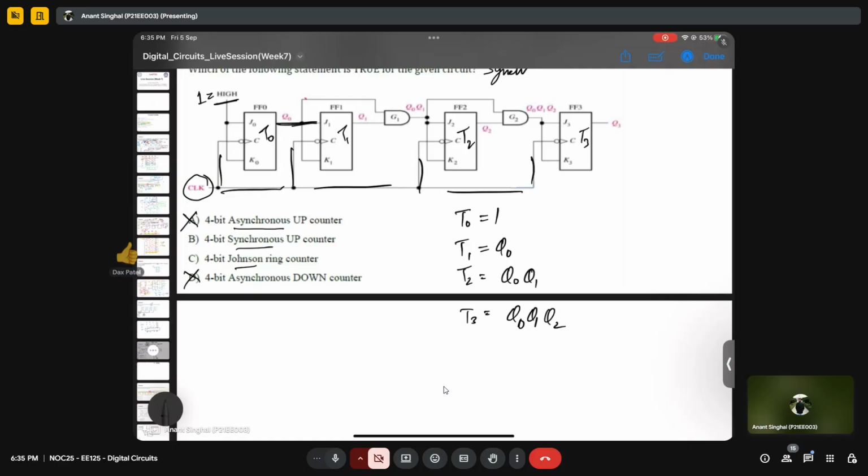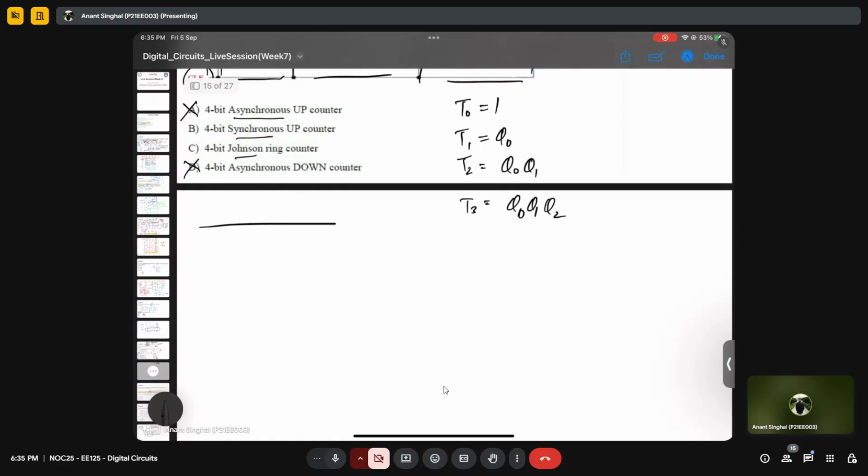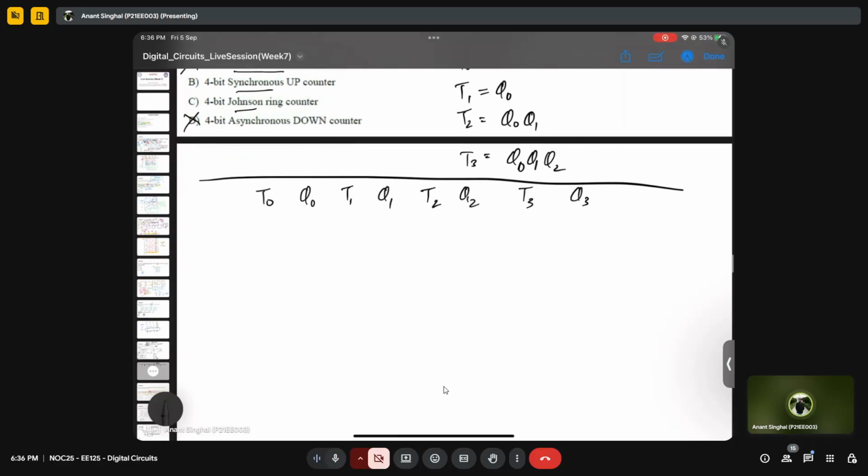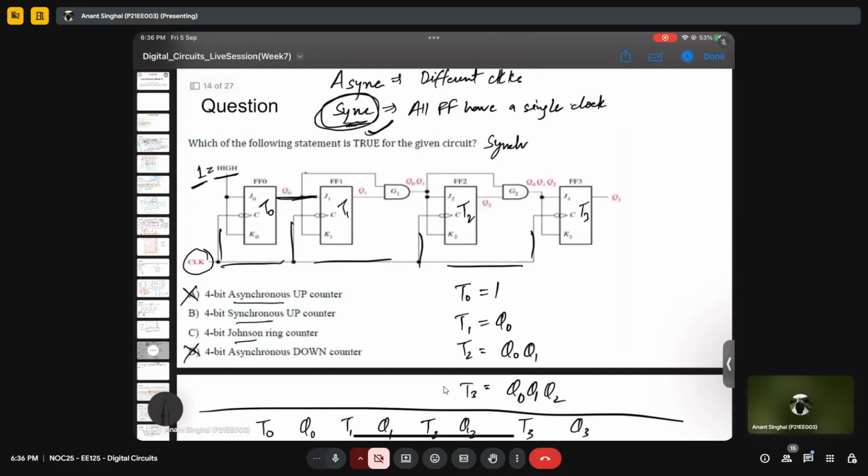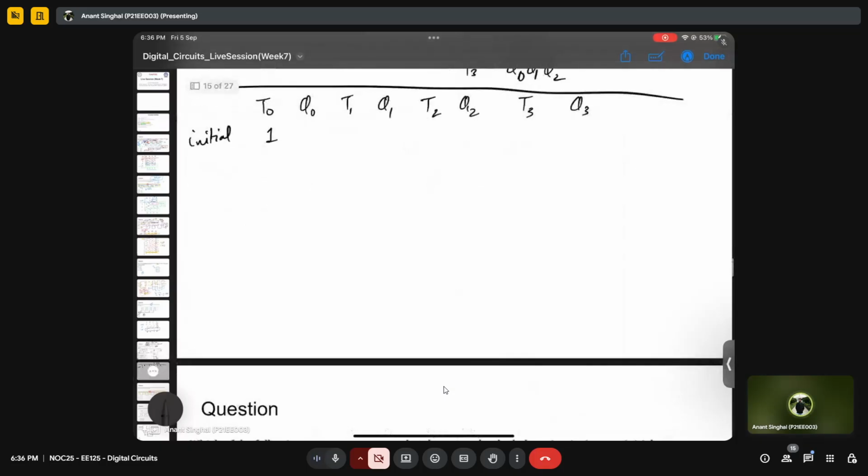Yeah. So let's maybe make a table to explain it. So it says T0, Q0, T1, Q1, T2, Q2, T3, Q3. So initially we have T0, which is 1. So T0 is always 1, as the question says. So maybe I'll write that.